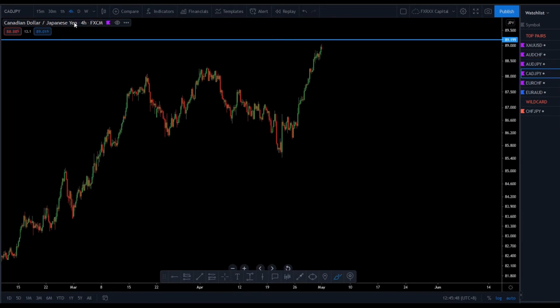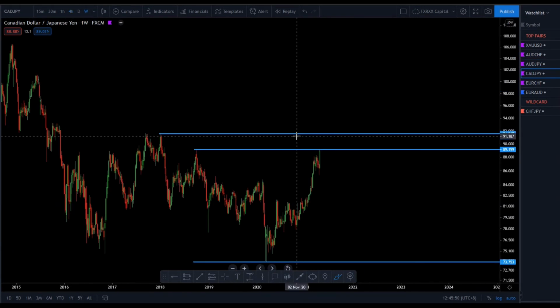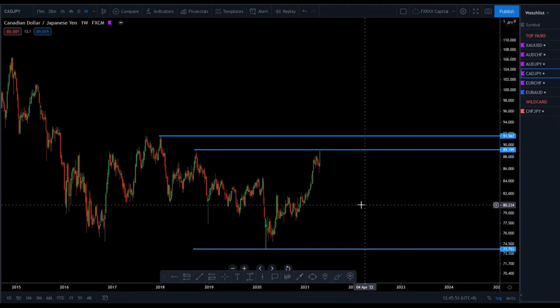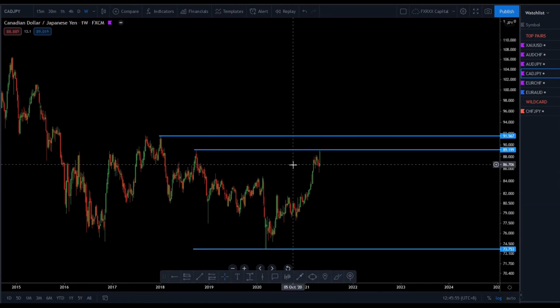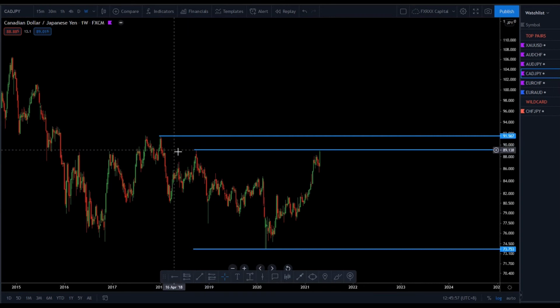So the next move will be CAD Japanese yen. CAD Japanese yen, we see this is a very high probability trade, price at the middle, price approaching this high and this high.